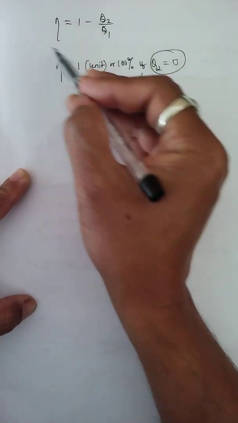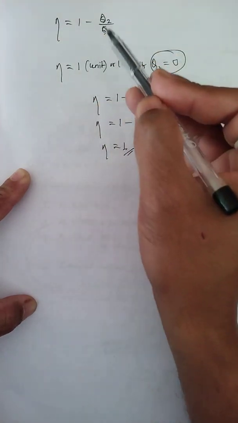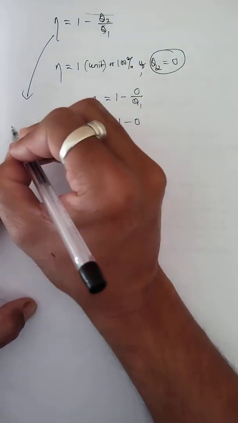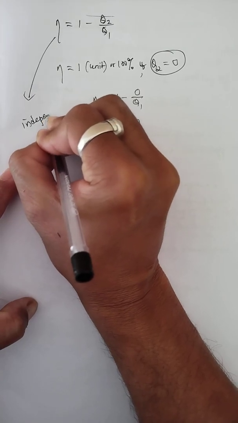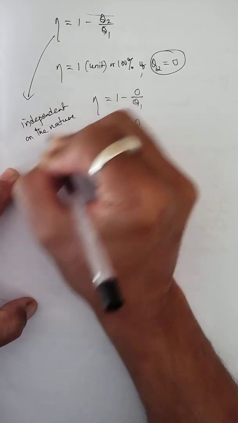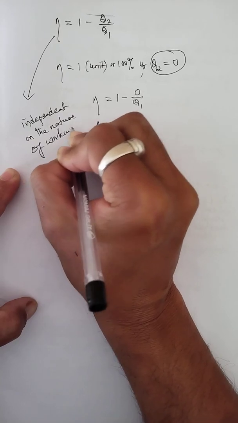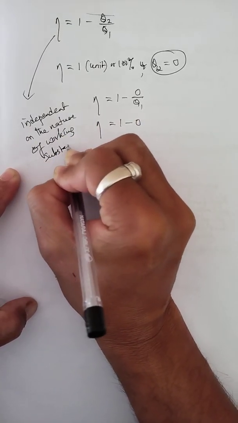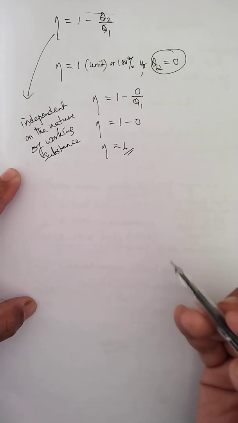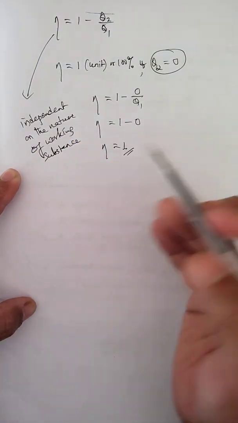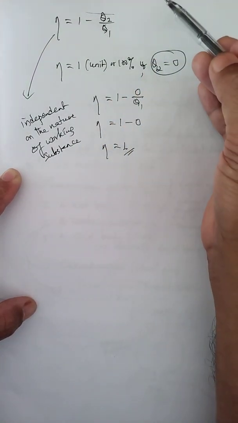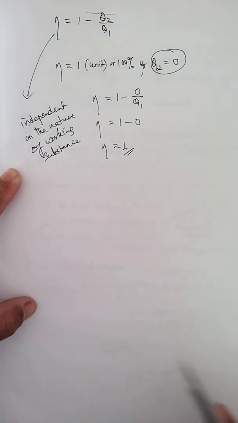Similarly, I'll add another point from this expression: the efficiency is also independent of the nature of the working substance. You need to write this point also. Whatever the nature of the working substance, whether it is a real gas, an ideal gas, or any type of gas, the efficiency of the heat engine is completely independent of it. Efficiency depends only on the amount of heat given to the sink and the amount of heat absorbed from the source.